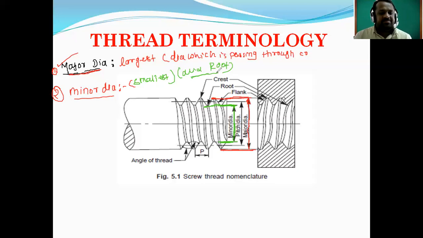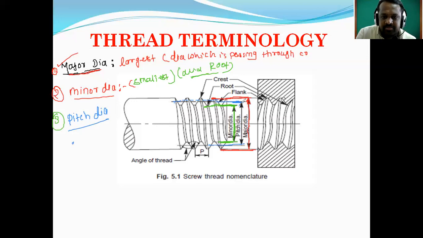Then the next diameter is the pitch diameter. What is meant by the pitch diameter? See, pitch diameter. Now see here, this is the pitch diameter.